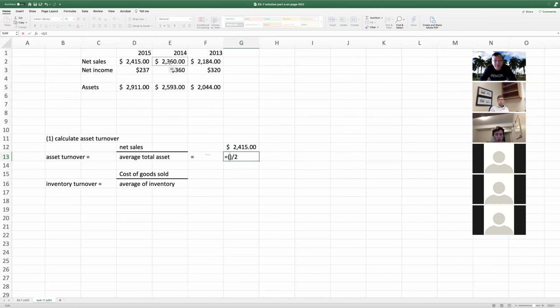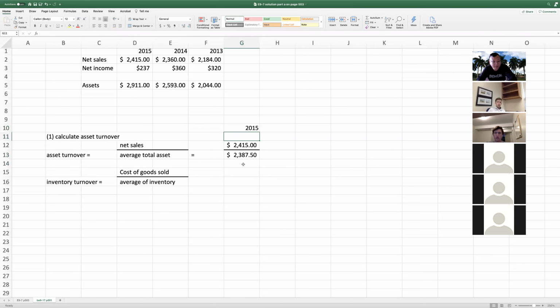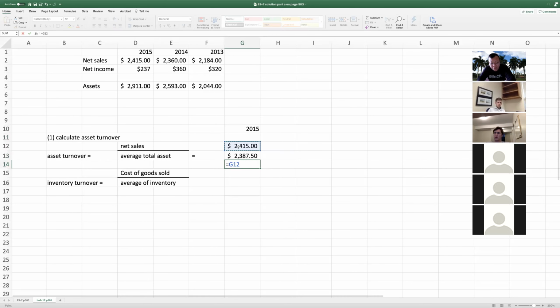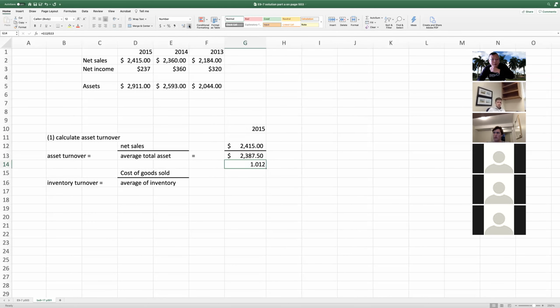Very good. Added together. Previous year is this. That's the beginning balance, right? And then you add the ending balance. So the average of these two numbers is your average for 2015. So what would this number be? This number equals this divided by this. Okay, 1.01. How about 2014?